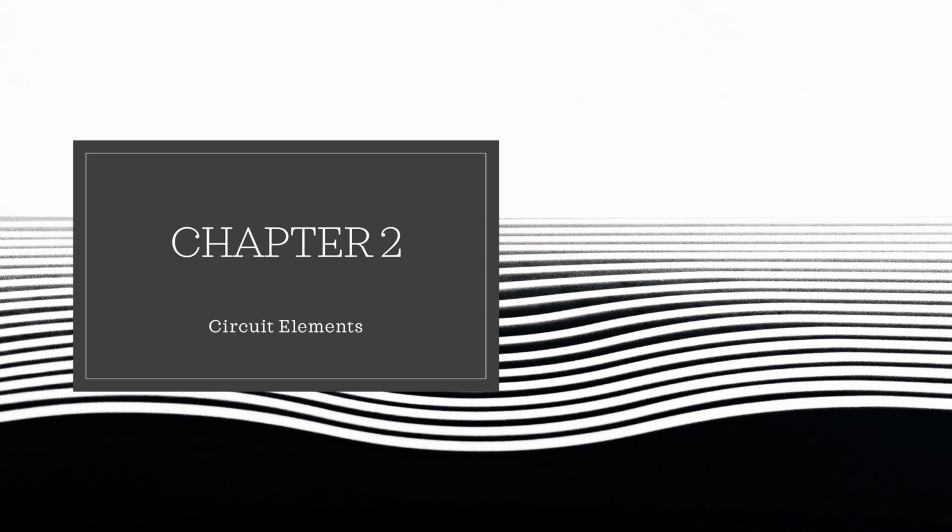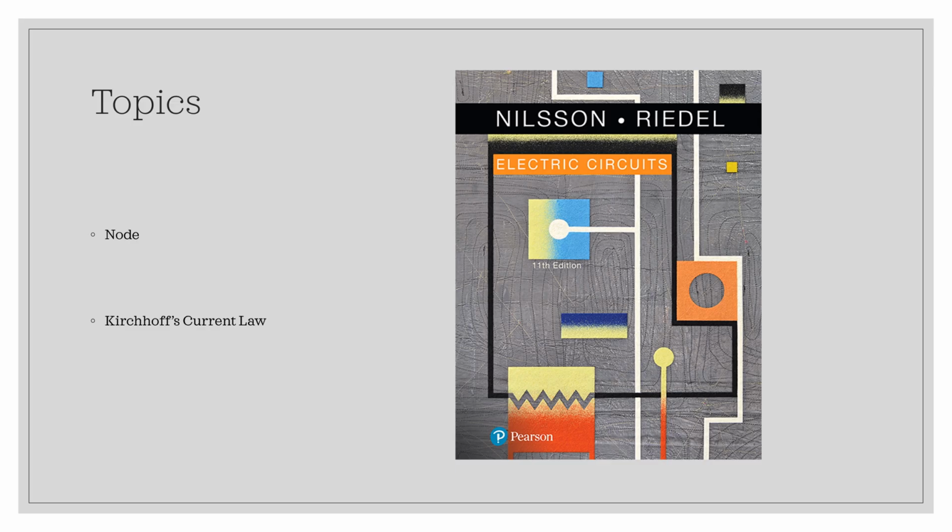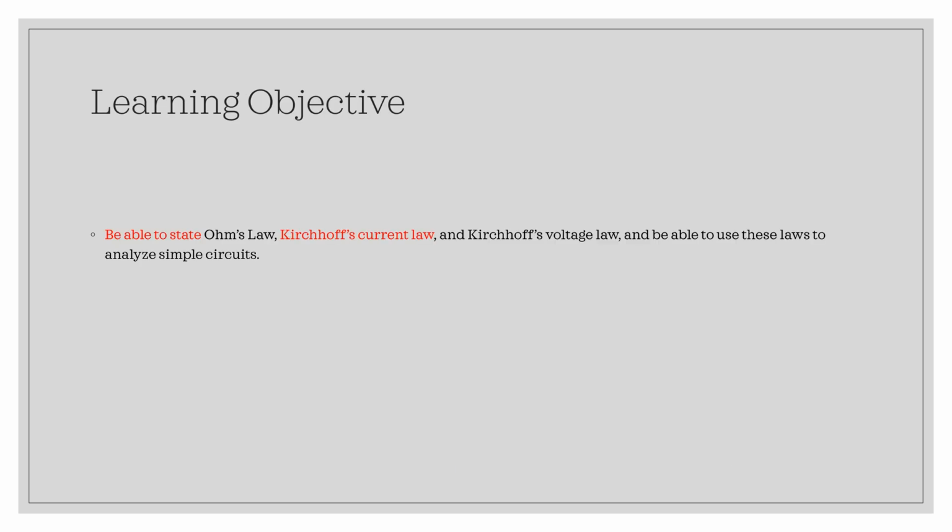Chapter 2, Circuit Elements. In this lecture, we will first define a node and describe the behavior of current at a node to help us understand the importance of nodes. Next, we will define Kirchhoff's Current Law and perform some example problems demonstrating nodes and how to use Kirchhoff's Current Law to analyze simple circuits.